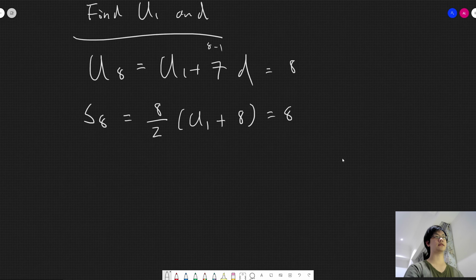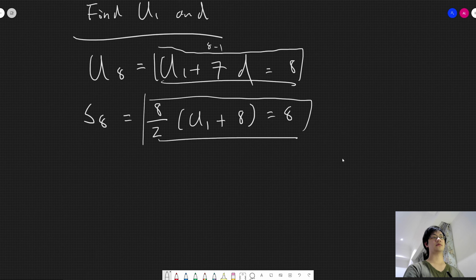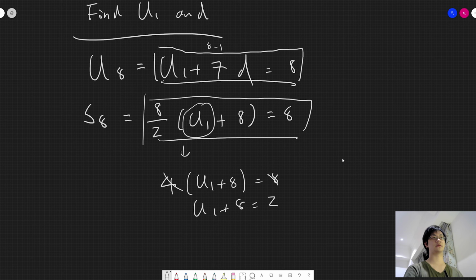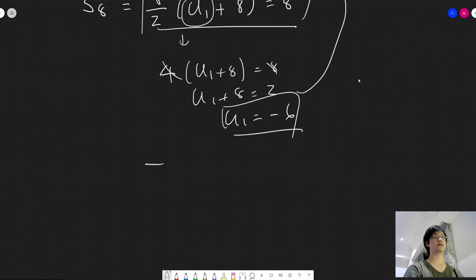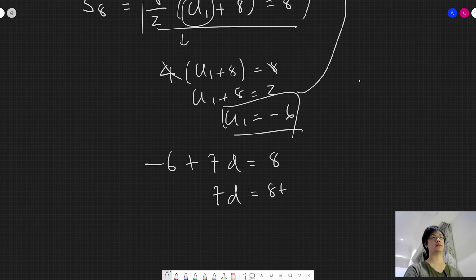So I get two equations. One is u1 plus 7d equals 8, and the other one is this. This has only one variable in it. That means I can figure out what the variable equals. So if I simplify a little bit, this gets 4u1 plus 32 equals 8, and I divide by 4 on both sides. So u1 plus 8 equals 2, and u1 equals negative 6. Once I know u1 equals negative 6, I can plug it in here. So I get negative 6 plus 7d equals 8, so 7d equals 8 plus 6, 7d equals 14, d equals 2.